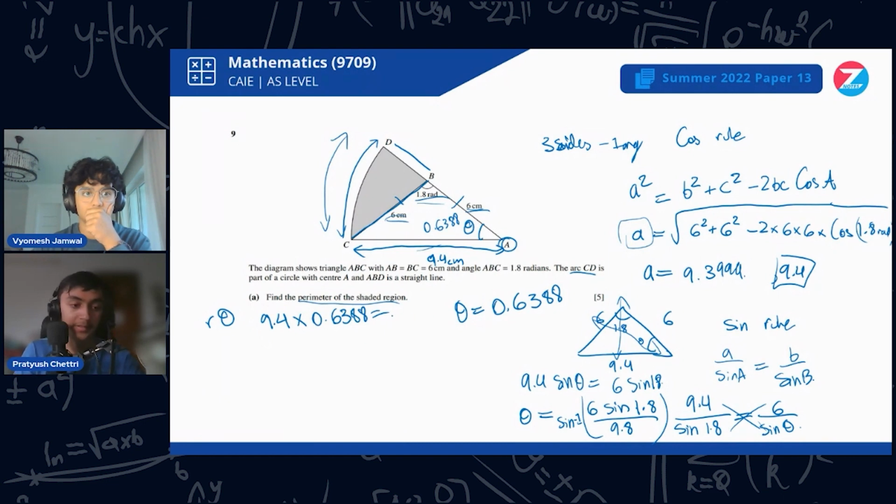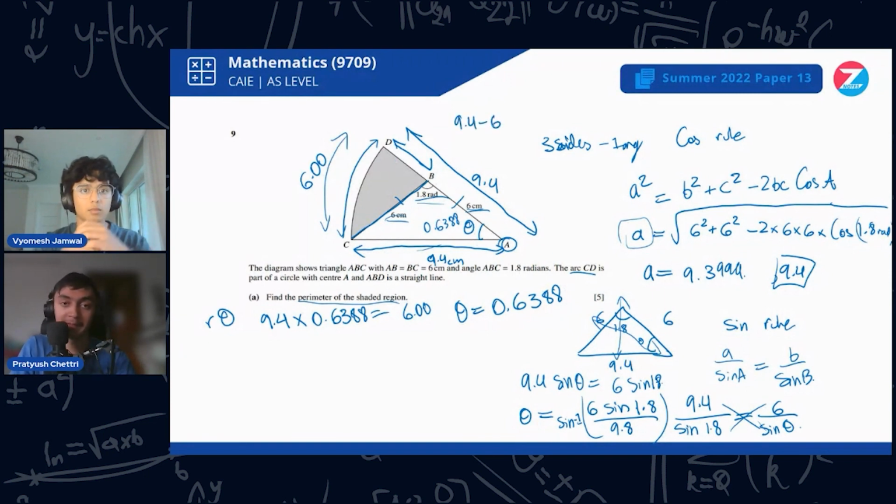Comes out to exactly 6.00. So I know that this arc length is now 6.0 units. One more thing remains. What's this length? Well, that's easy now, because I know that this is part of the circle. Hence, the radius on all parts of the circle is the same, also 9.4, because this AC is 9.4, so AD is 9.4. I know that BC is 6, so 9.4 minus 6 equals 3.4. So this is 3.4.